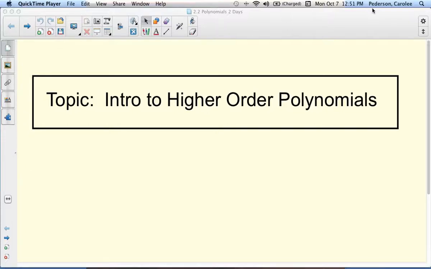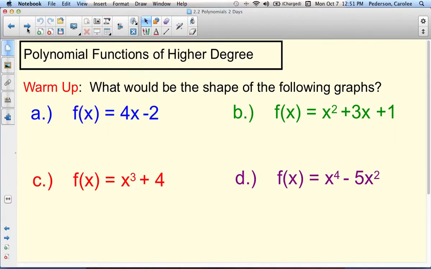This topic is Intro to Higher Order Polynomials. This first slide, can you identify the shape of each of these graphs by the degree?